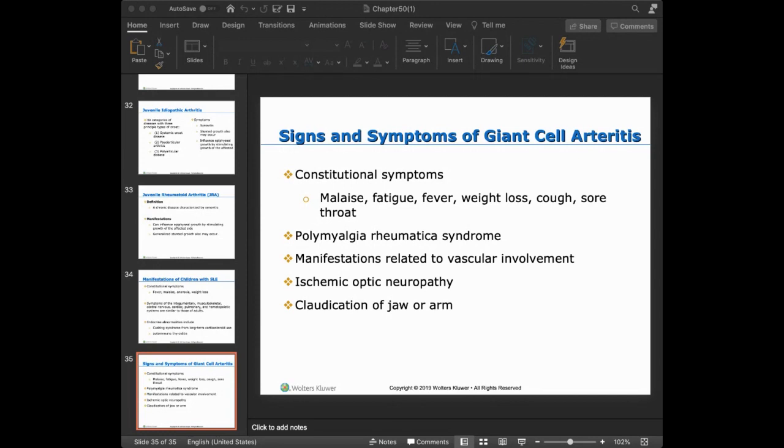For those of you who are in Adult Health 1, I have already posted the matrix as well as the table that we went through today in the week 14 folder, so you can pull that up and look at it.